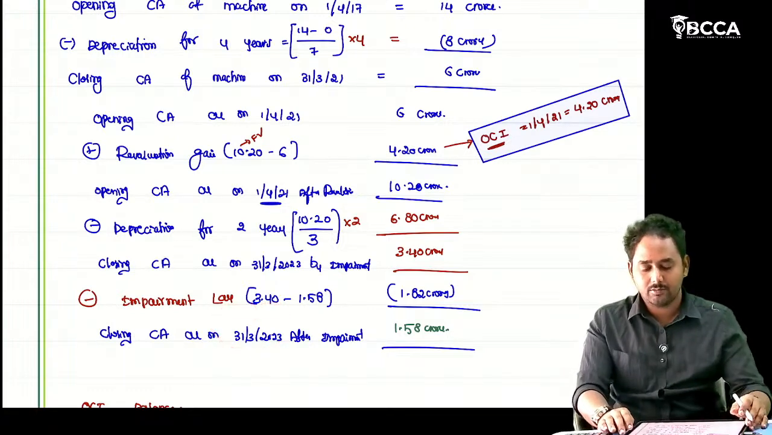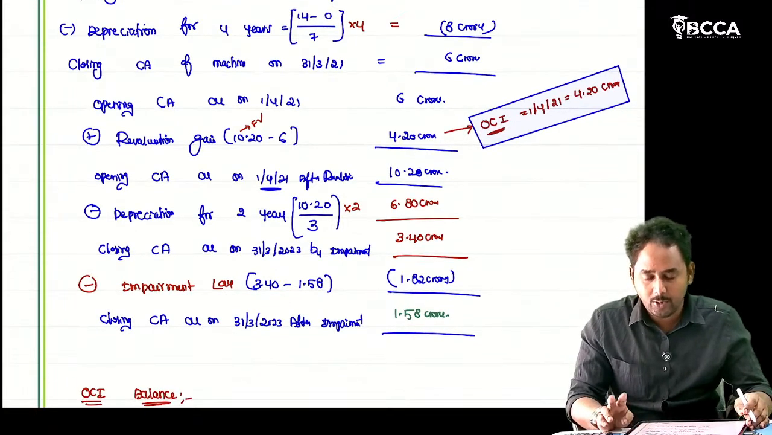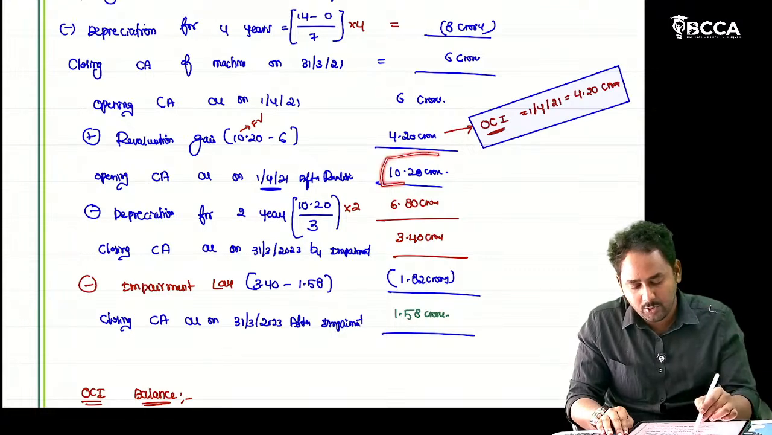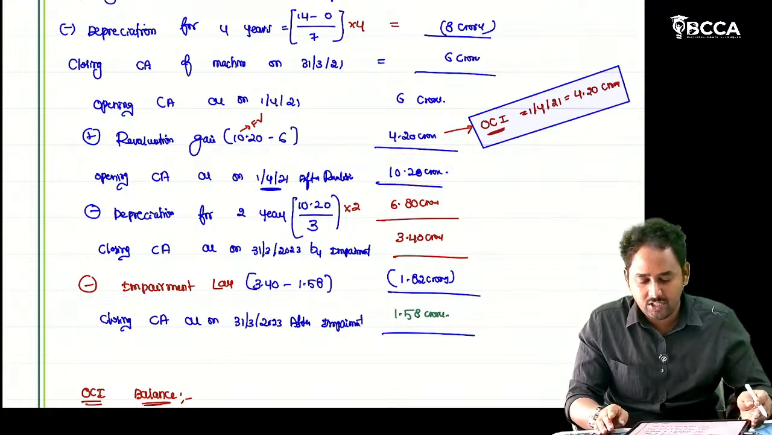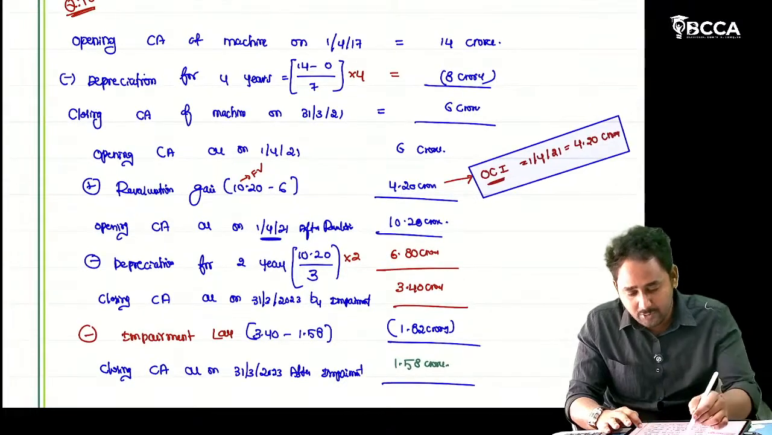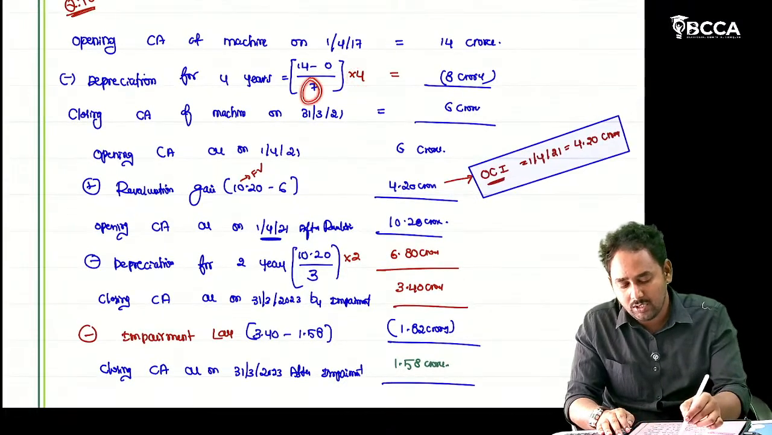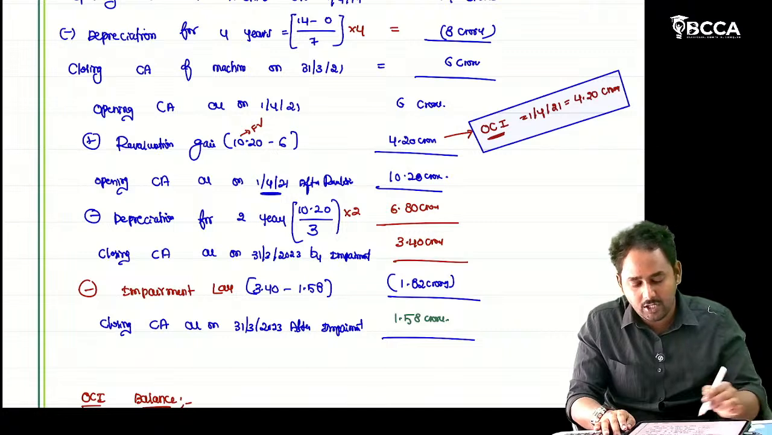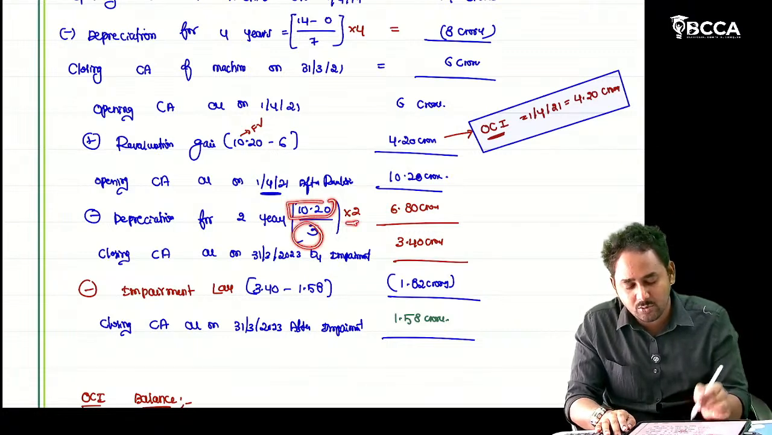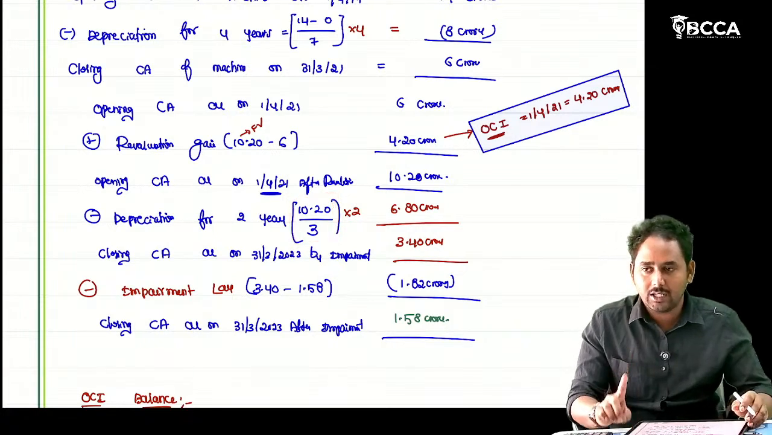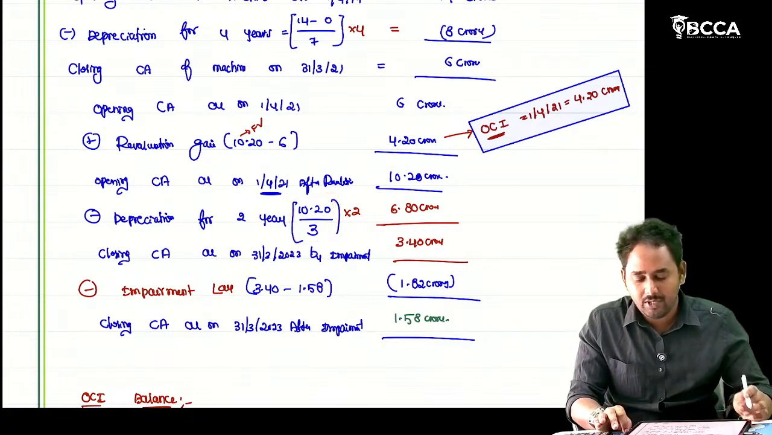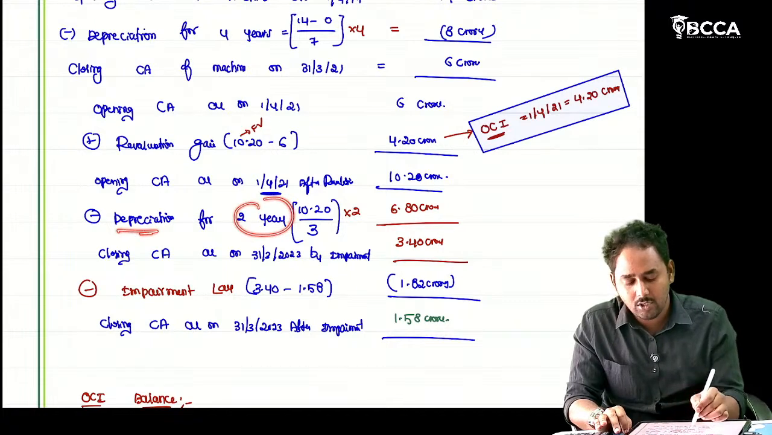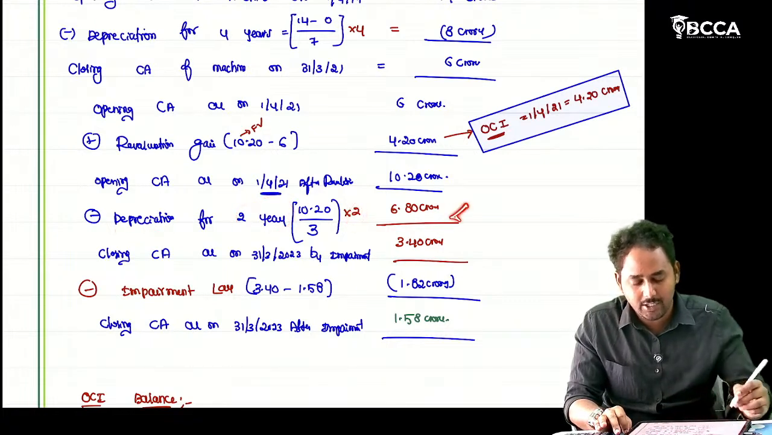But I need the carrying value on 31st March 23 or 1st April 23. Let's see. So I need to provide 2-year depreciation. So 10.20. Anyhow, residual value is 0. Out of the total 7 years, I already provided depreciation for 4 years. Then what is the remaining expected useful life? 3 years. And 10.20 divided by 3 into 2. If you divide 10.20 by 3, you get the depreciation per annum. But I need to provide depreciation for 2 years, so into 2, then I got 6.80 crores.